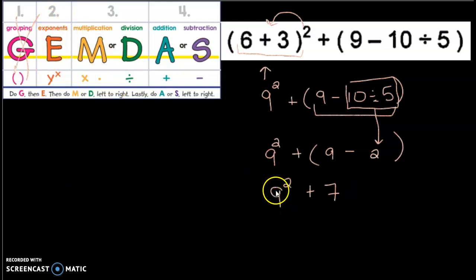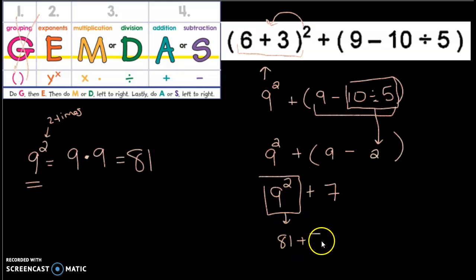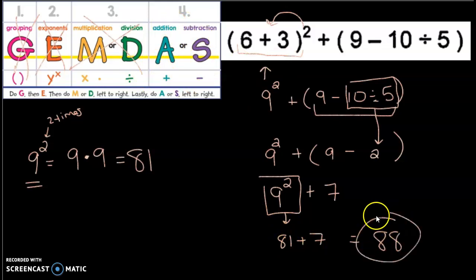I do. I have 9 to the second power, which means that I'm multiplying 9 by itself. How many times? Well, my exponent says 2 times. So 9 by itself 2 times. 9 times 9 is 81. Okay, so that would be the next one. So we have 81 plus 7. Now, we don't have any more multiplication or division, cross that guy out, but we do have addition and subtraction, which is 81 plus 7, and that would be 88.